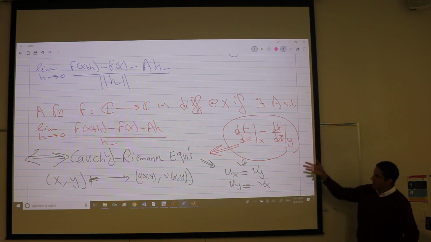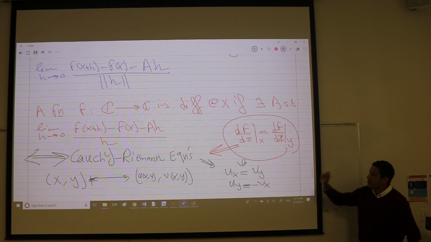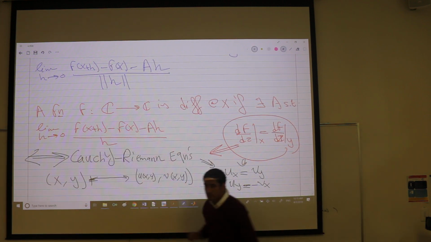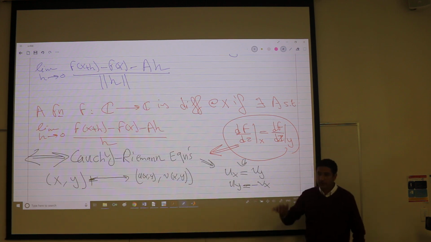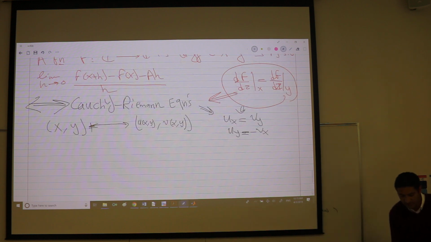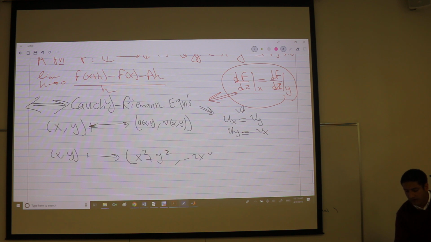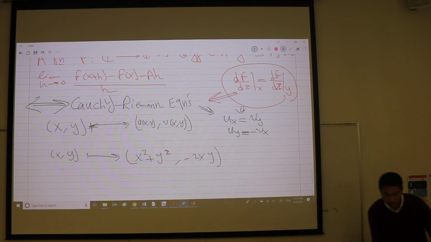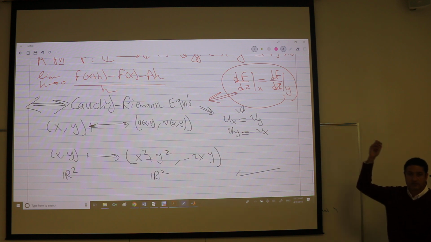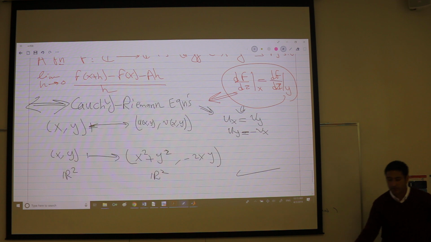Obviously, from this story, you can conclude that for a function to be differentiable in the complex plane is harder than for it to be differentiable in R2. I mean, for example, this is a function that takes x and y to x squared plus y squared and negative 2xy. I can view this function as a map from R2 to R2, right? Obviously, this is differentiable. I mean, you can differentiate it and there is nothing bad about it at all.